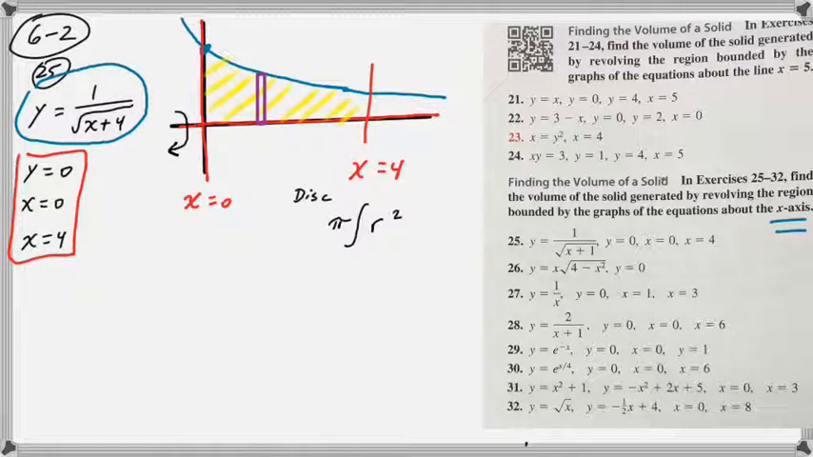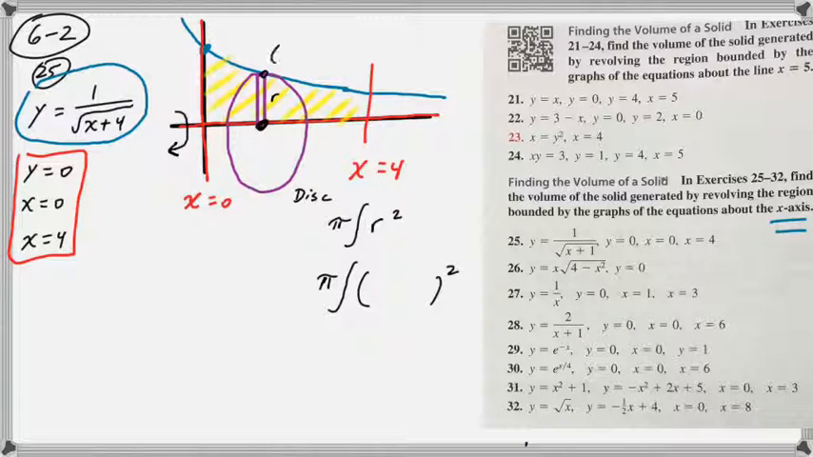Disk is pi r squared. I mean, this touches the x-axis, right? If you revolve just the rectangle around the x-axis, it forms a disk. The height of the rectangle is the radius, that is. So what is the radius?